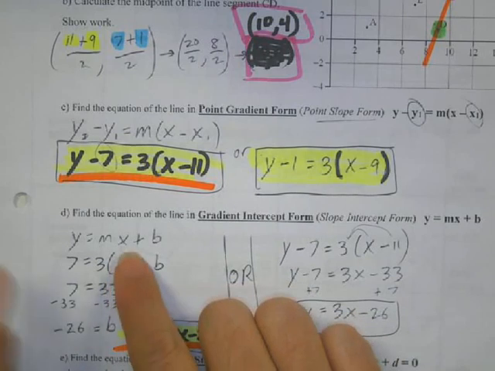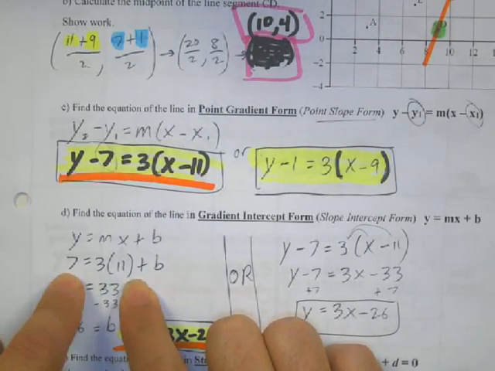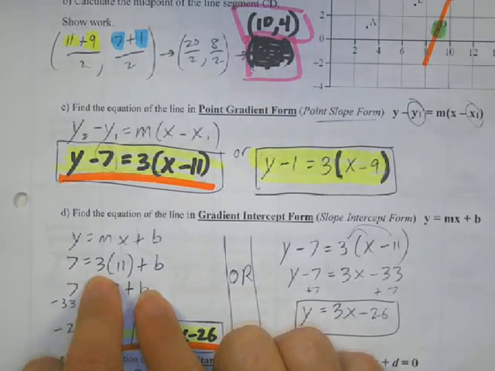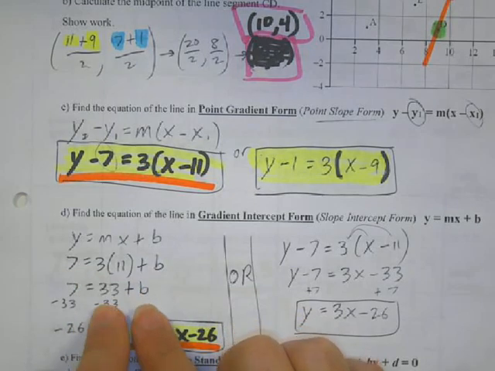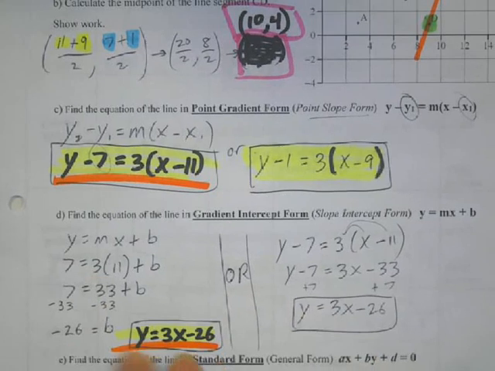So if I'm doing it this way, here we replace x with 11, we replace y with 7. I can simplify. 3 times 11 gives me 33. Subtract 33 on both sides, I get b is negative 26, and there we go.